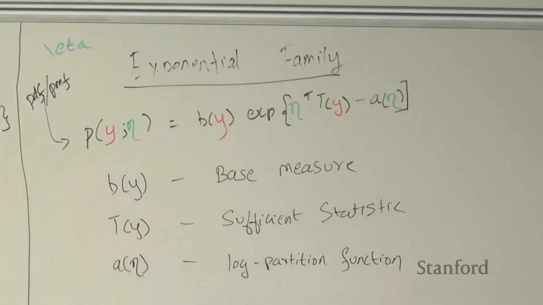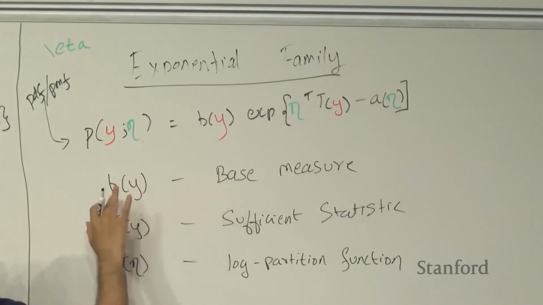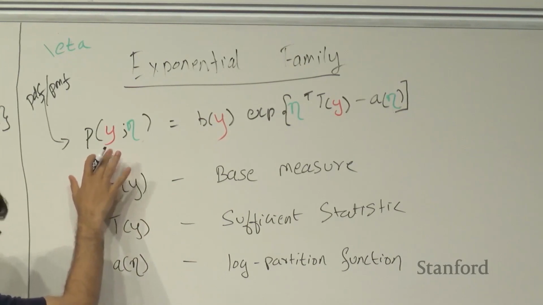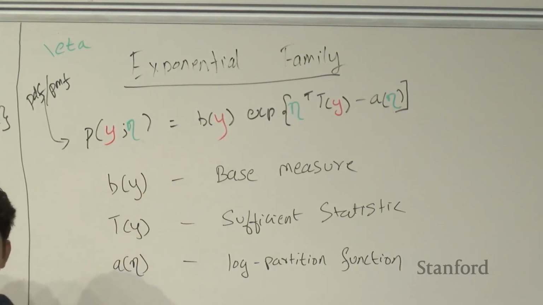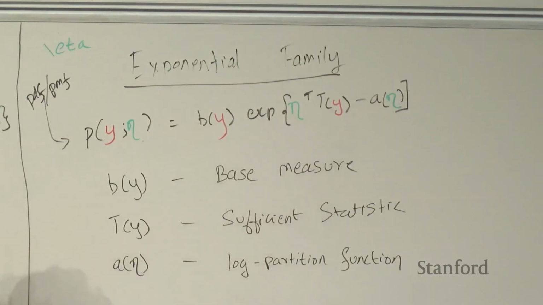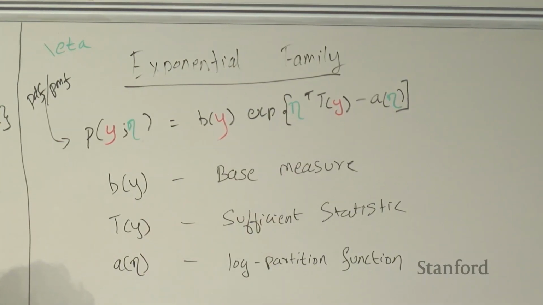Right? So, a few observations. The base measure, or the function b, is purely a function of y only, and it has no eta terms in it. And similarly, the log partition function is purely a function of eta, and it has no y in it. And similarly, t of y is again a function of y alone.